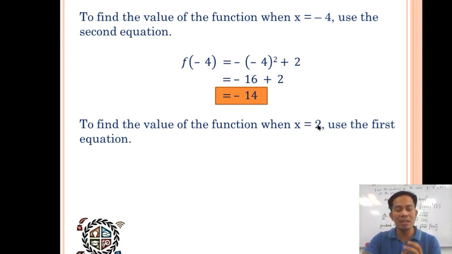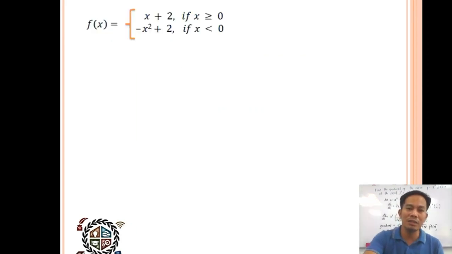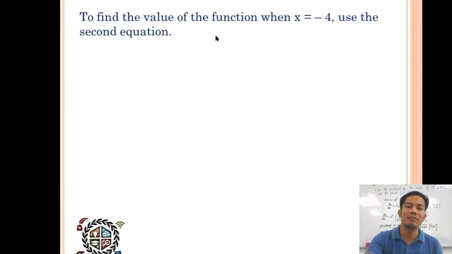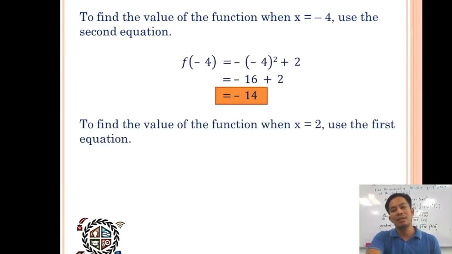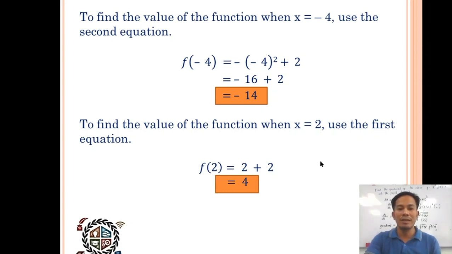Alalahanin mo yung restriction nung una natin. Okay? Balik tayo doon para makita nyo. Restriction ng una ay positive lang. Yung restriction ng pangalawa ay negative lang. Okay? So, ibig sabihin, since x is equal to 2, okay, yung unang equation ang gagamitin mo. So, 2 plus 2 is equal to 4. Ayan. Okay?